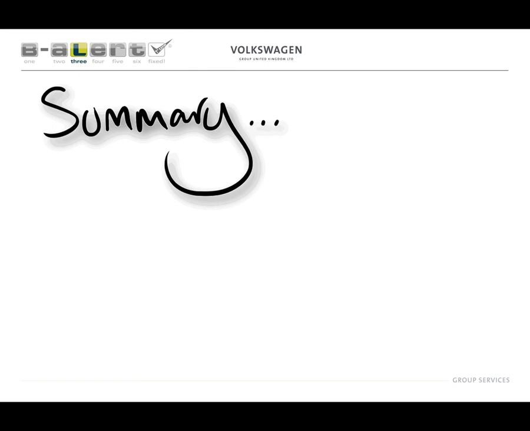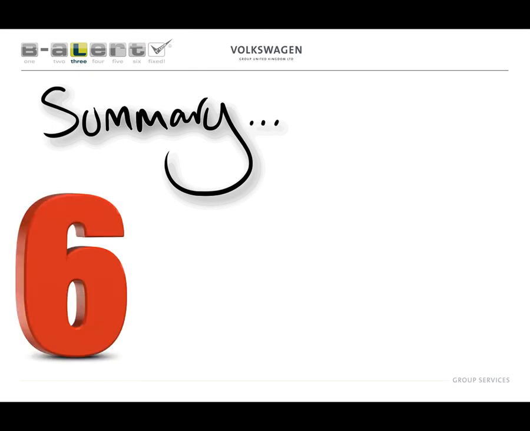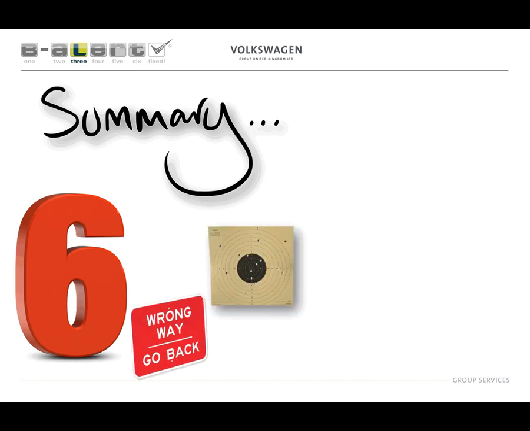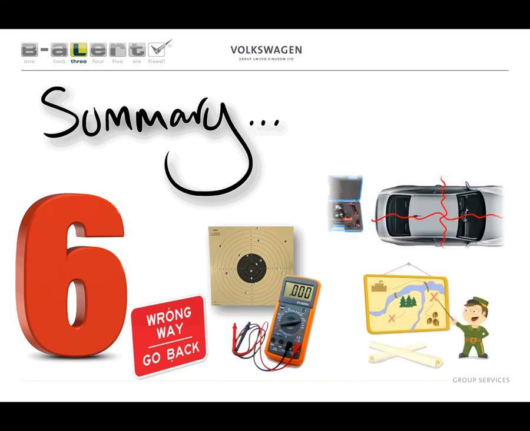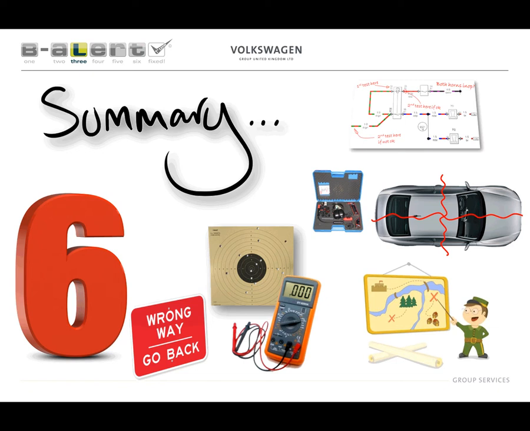So, in summary, this is a 6-step process. If you've not done steps 1 and 2, you must go back. Don't try and randomly test the car anywhere, and please don't test from one end of the circuit to the other. It just wastes time. You must make a plan of attack. Use things like the half split approach, be it on a mechanical fault or an electrical fault.